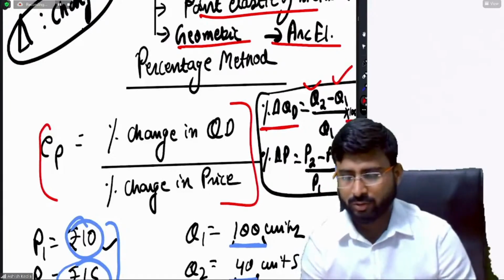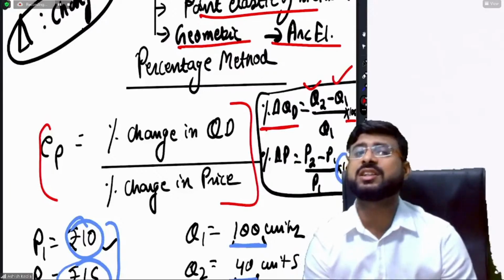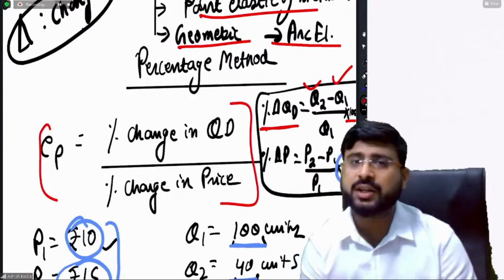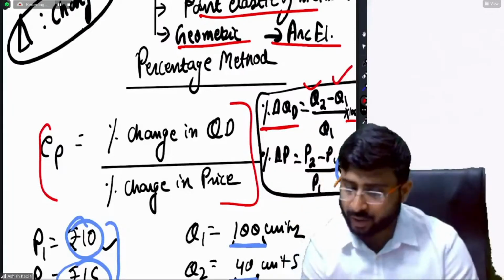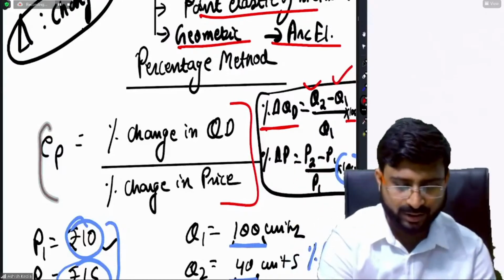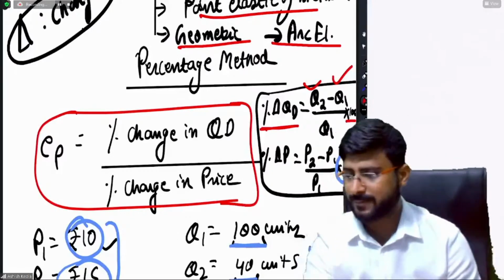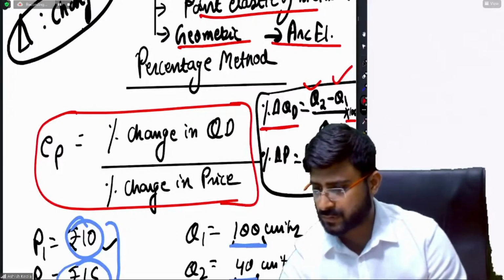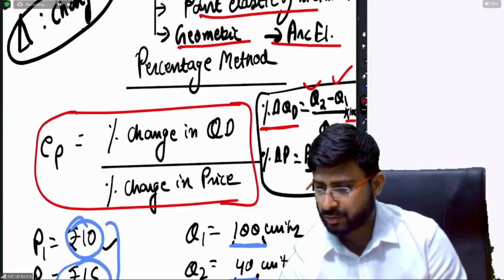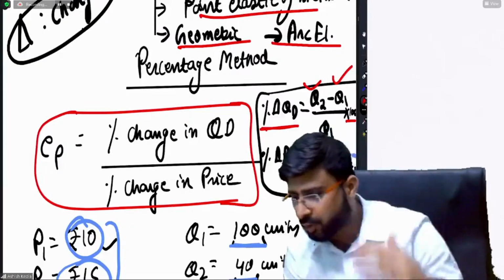Great. So it's new price minus old price by old price into 100, and percentage change in quantity demanded is new quantity minus old quantity by old quantity into 100. I hope it's clear, everyone. This is how elasticity, or rather price elasticity, is computed. Okay, sir. Now, let me give you an example.